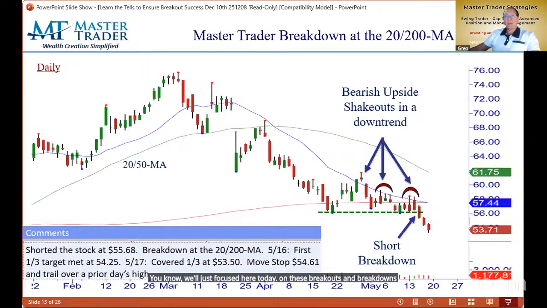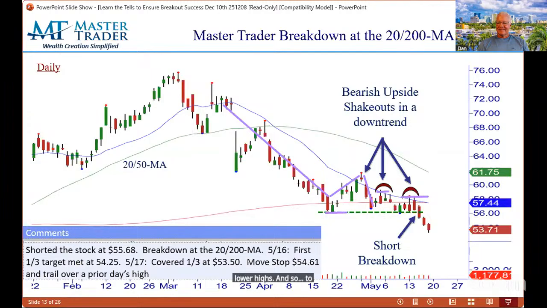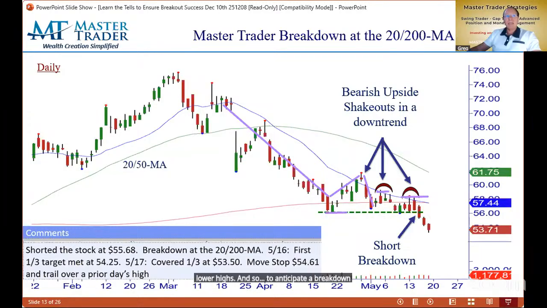The takeaway is, this had a strong move. It had a counter trend move. It held support. It made a lower high. It made another lower high. And the supply is beginning to increase on lower highs. And so to anticipate a breakdown makes sense.